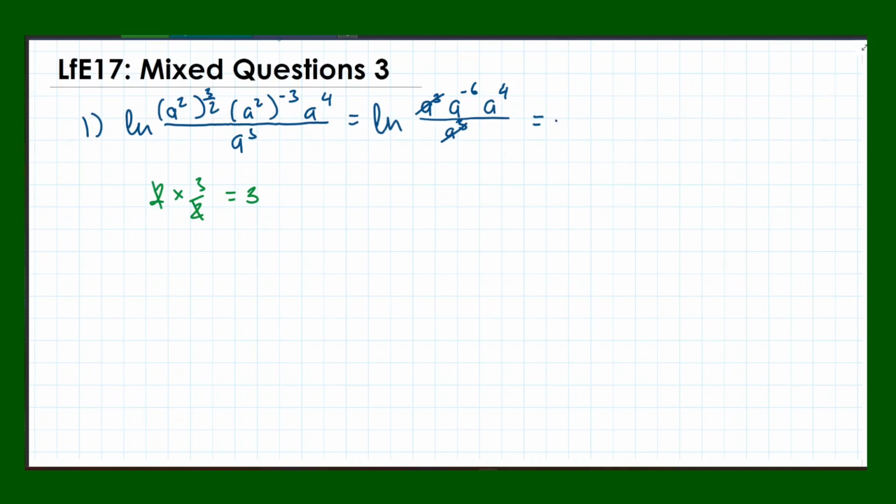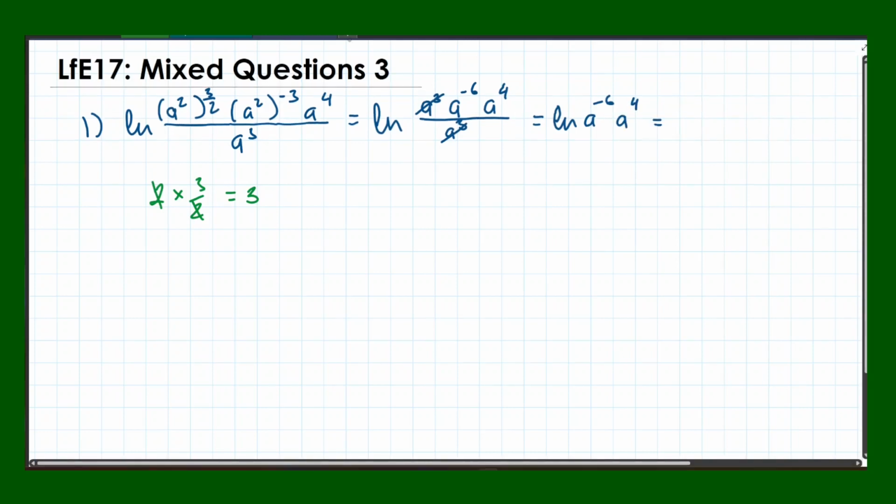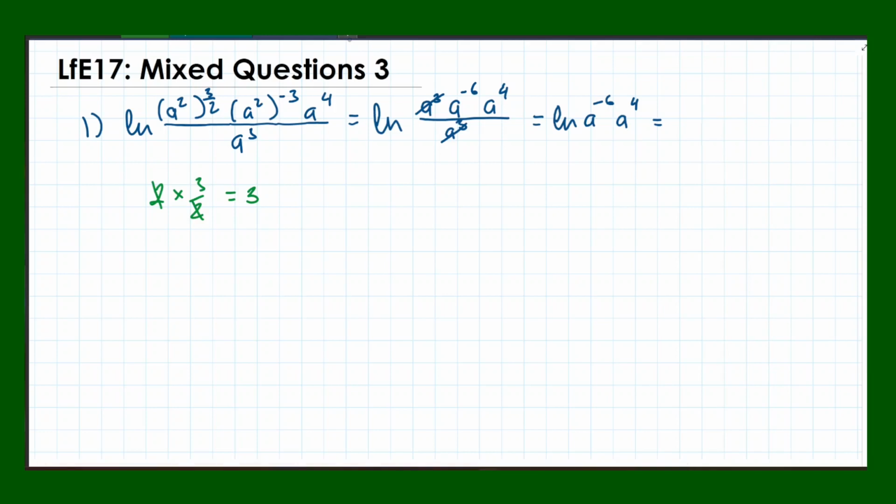Thank goodness, the expression is becoming simpler quite rapidly. So what we ended up with here is ln of a to the negative 6 times a to the 4. Now we only have a multiplication of the same bases behind the log sign, so keep the ln. And when we multiply the same base exponents together, we just keep the base and then add the exponents together. Negative 6 add 4 is going to give me negative 2.